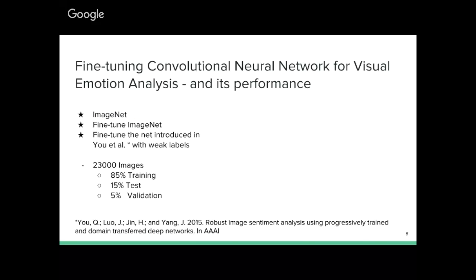They wanted to try some approaches on those images and present some results. They used the already pre-trained ImageNet network, and they fine-tuned the last layer of it using the 8 labels. They also fine-tuned another net, the one introduced in the approach highlighted here, the robust image sentiment analysis, in the same direction. They just fine-tuned the last layer to classify the images. They had the 23,000 images, and they used 50% of them for testing.